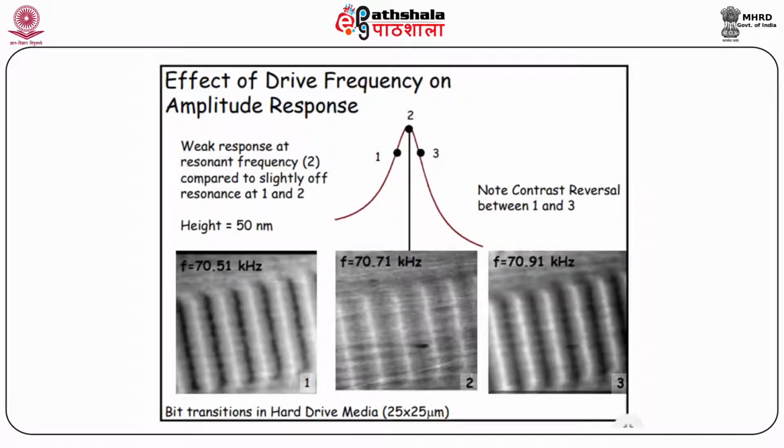The effect of drive frequency on amplitude response has been given here in terms of a diagram. Weak response at a resonant frequency is given at point 2 compared to slightly off resonance at 1 or 3. Note the contrast reversal between 1 and 3, which has been shown here in the diagram. Bit transition in hard drive media has been shown here for an image which is 25 by 25 micrometers.